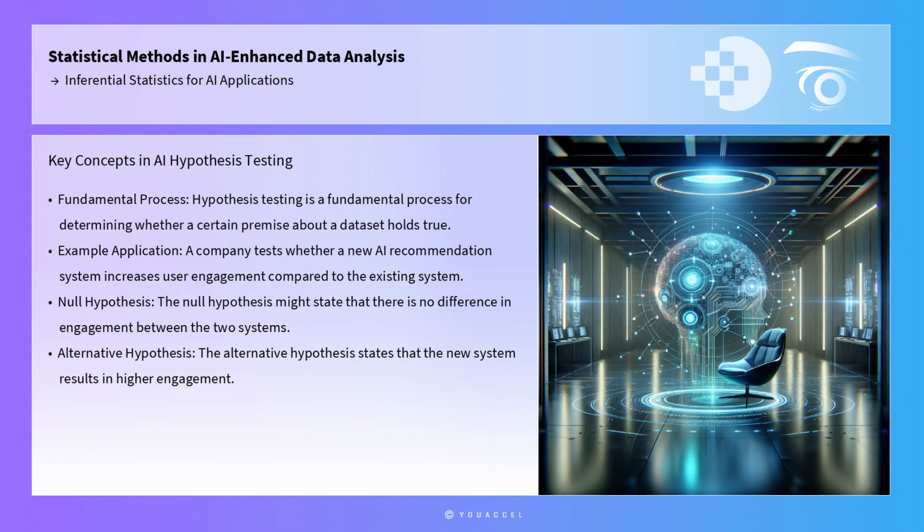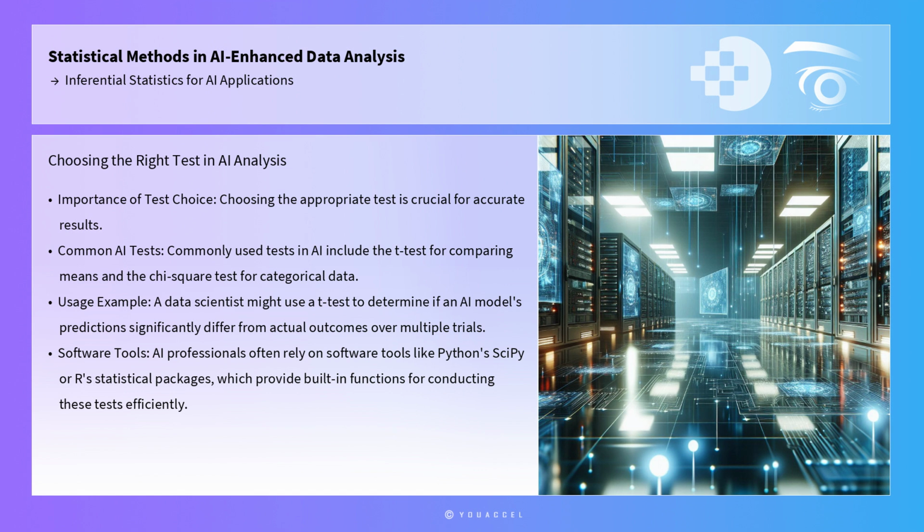The process involves formulating a null hypothesis, which in this case might state that there is no difference in engagement between the two systems, and an alternative hypothesis stating that the new system results in higher engagement. Subsequently, a test statistic is computed and a p-value is derived to help decide whether to reject the null hypothesis. Choosing the appropriate test is crucial for accurate results.